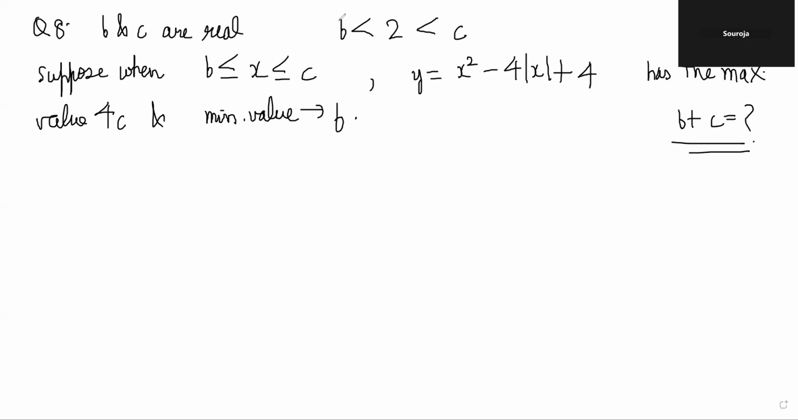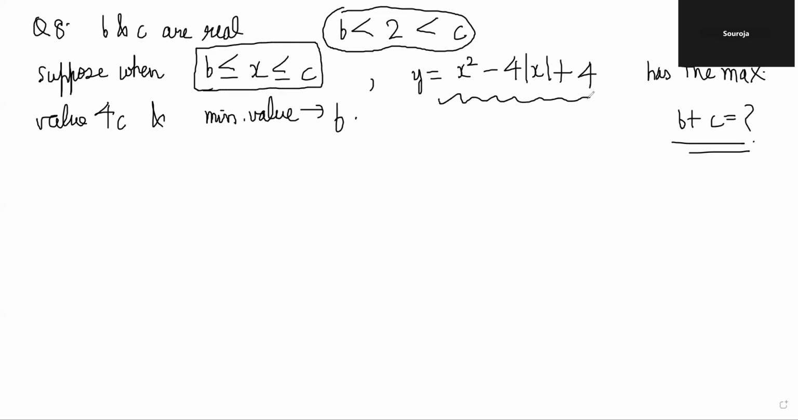So they have given us some information that b and c are such that 2 lies between them, and obviously b is smaller than c. And then they are saying that in the interval where x lies between b to c, you have to find maxima minima of this, and that has to be 4c and b.